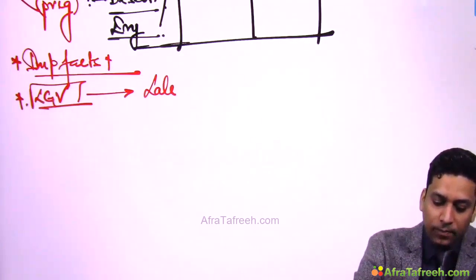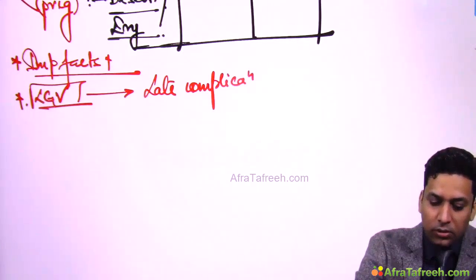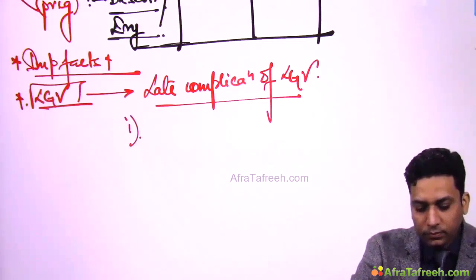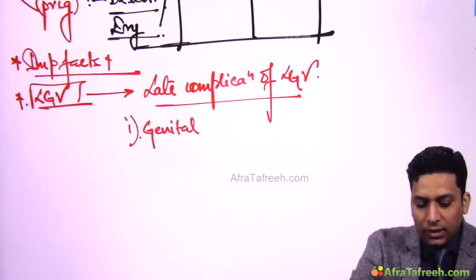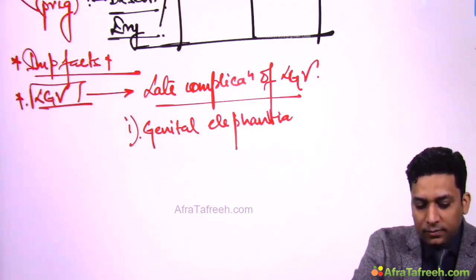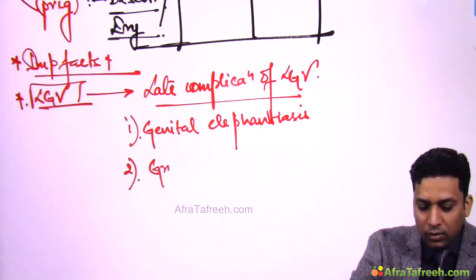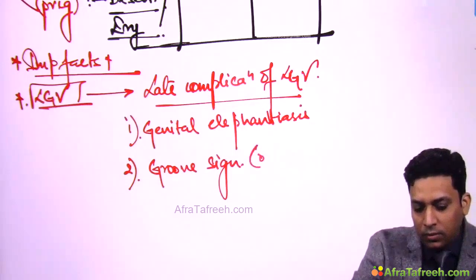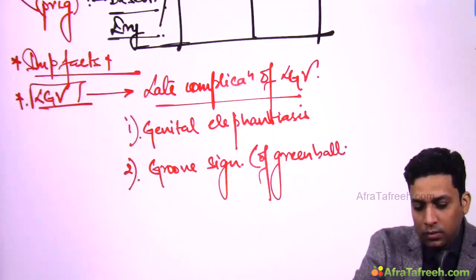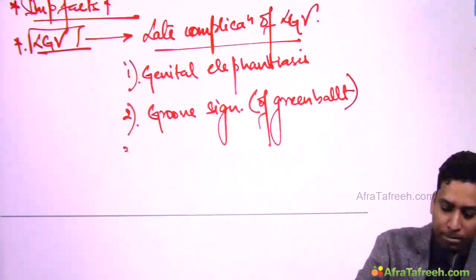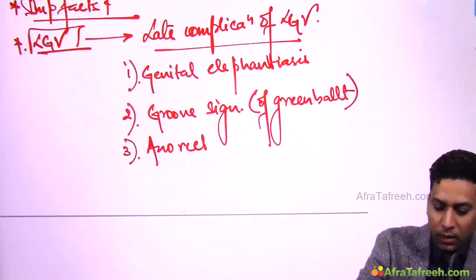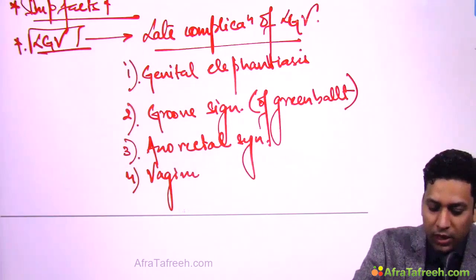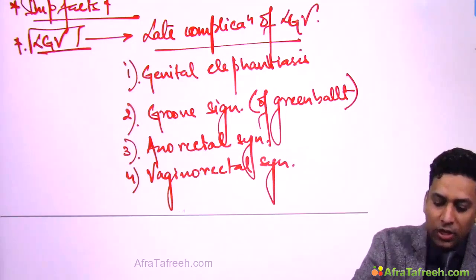So these are the late complications of LGV, which include genital elephantiasis, groove sign, sometimes also referred to as groove sign of Greenblatt, anorectal syndrome, and vaginorectal syndrome. So these are certain late complications of these LGV patients.